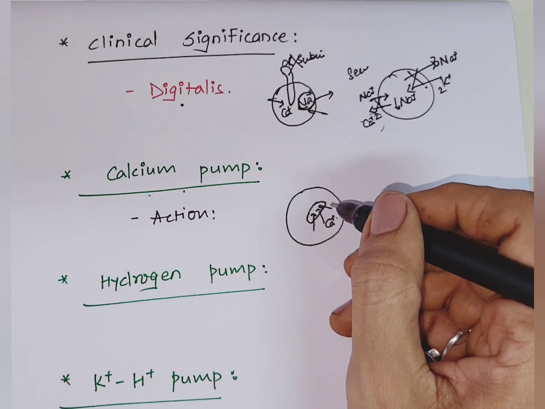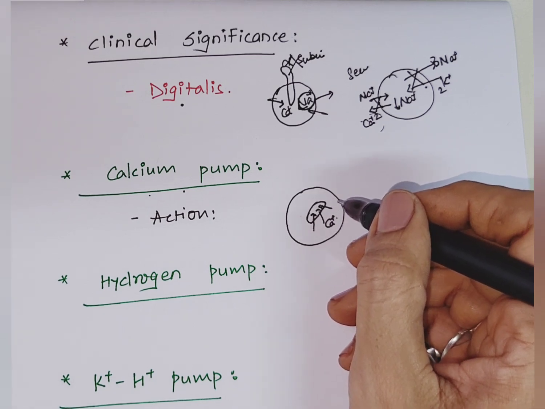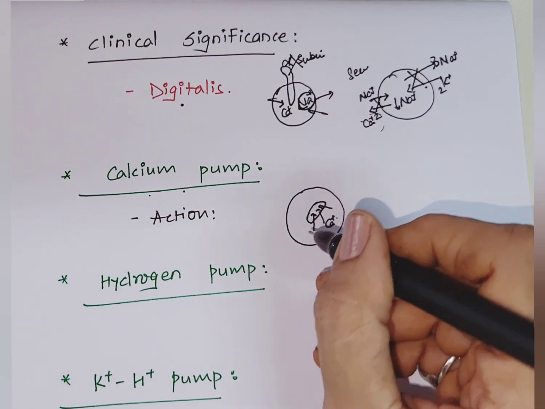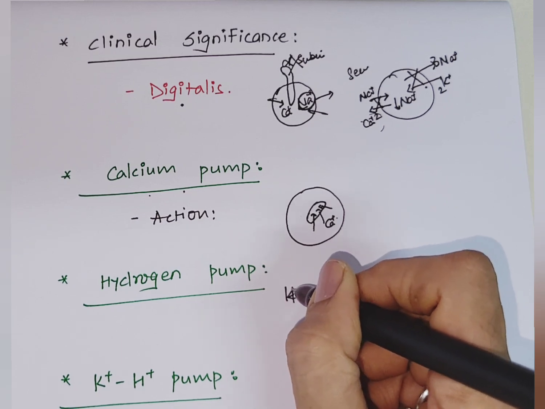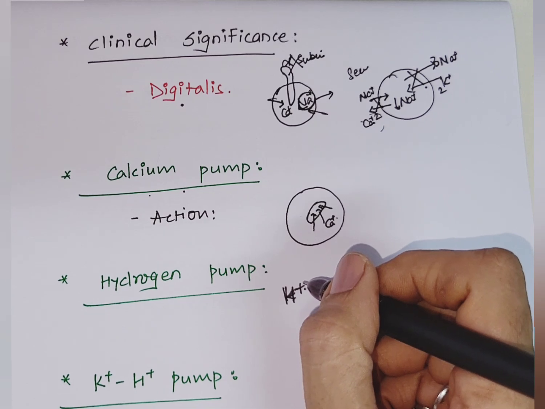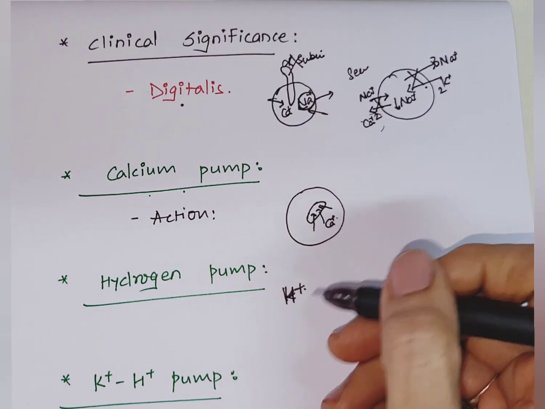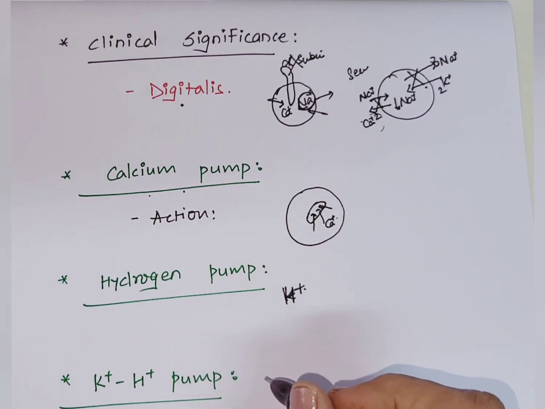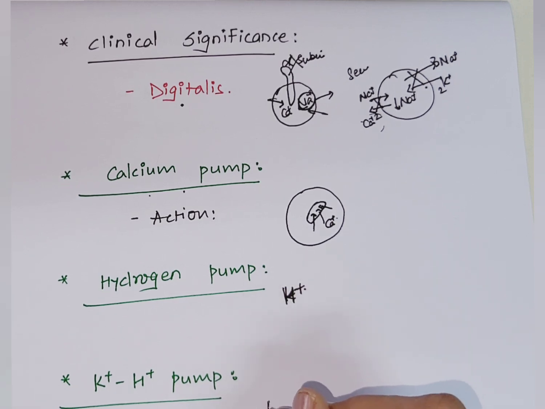Then the hydrogen pump, H plus pump, is present in many cell organelles, and it causes transport of H plus ions against the gradient. Then the H plus K plus pump is present in the parietal cells of the gastric gland. In the stomach, H plus ions are secreted by this pump. It is also present in the kidney tubule. This is all about primary active transport.